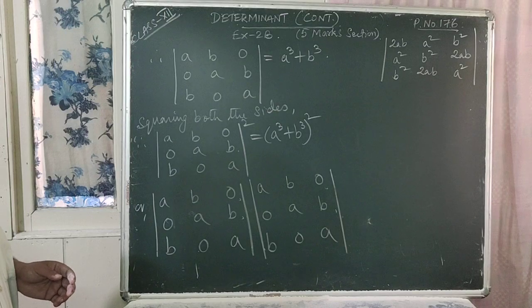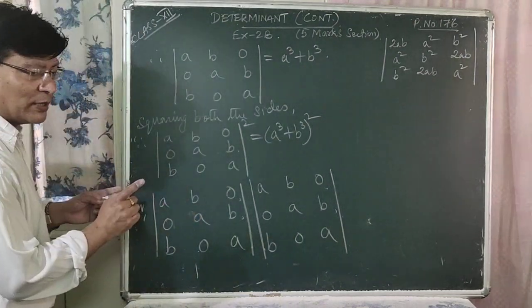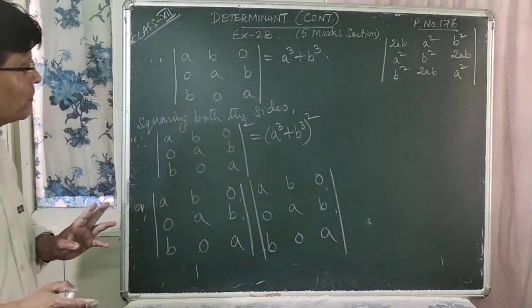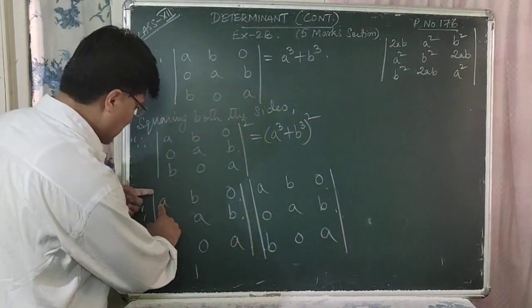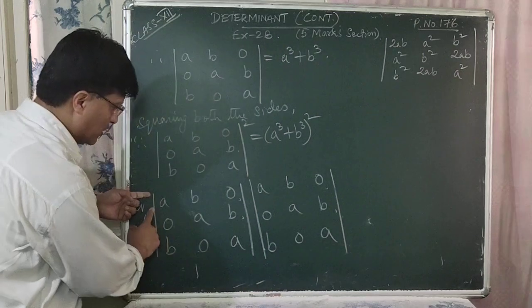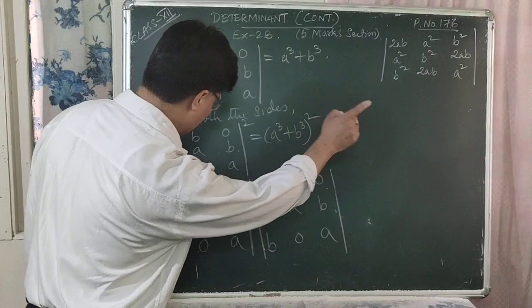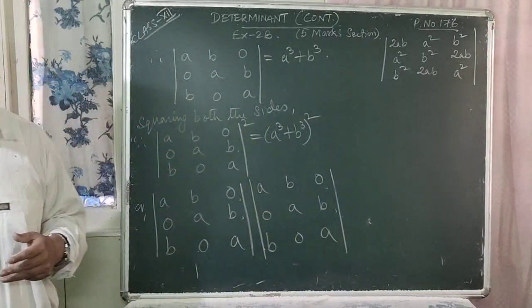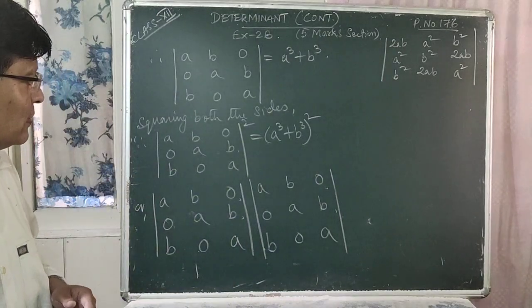Now, how will we multiply them? First row into first column, row by column. Here also, let us use row by column. Let us check it. If we multiply first row by first column, A into A square, B into 0, 0, plus 0 into B, 0. That means we are getting A square, right? So we can do row by column as we have done in the first one. In the previous problem, we did this method, that is row by column, right?